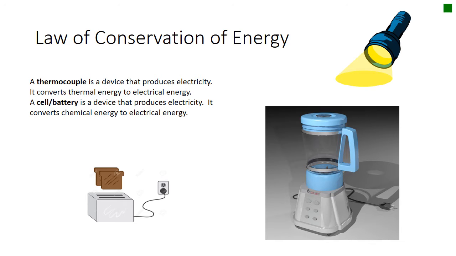Some other examples include a flashlight that converts the chemical energy inside the battery to electrical energy, and then that electrical energy is transferred to light. Of course, a lot of that energy is also lost as heat. So inefficiency comes into play as well. Energy is lost. A blender is an example of taking electrical energy and converting it into kinetic energy. And a toaster is an example of taking electrical energy and converting it to thermal energy.